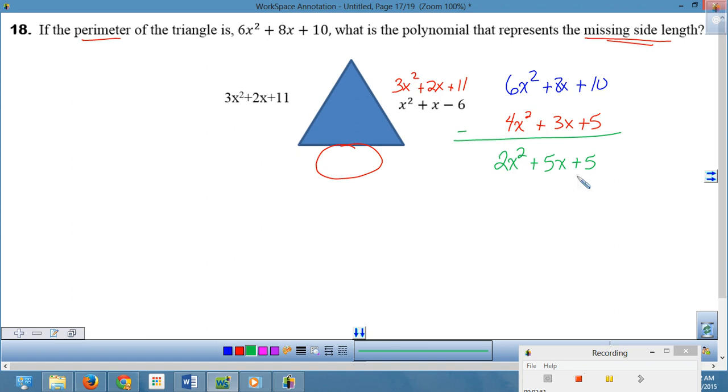So we look at it, and then you just double check. 2 plus 4 is 6, 5 plus 3 is 8, 5 plus 5 is 10. And so that gives us our final answer for the missing side that goes right there.